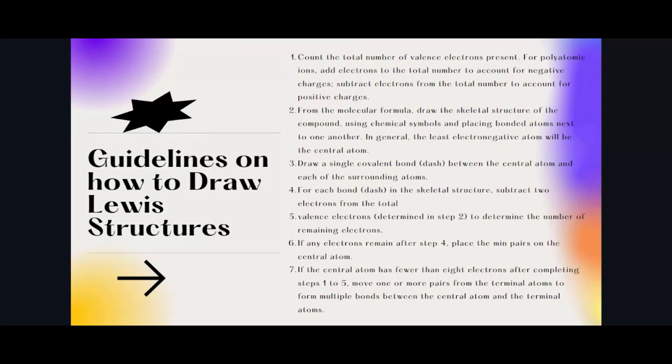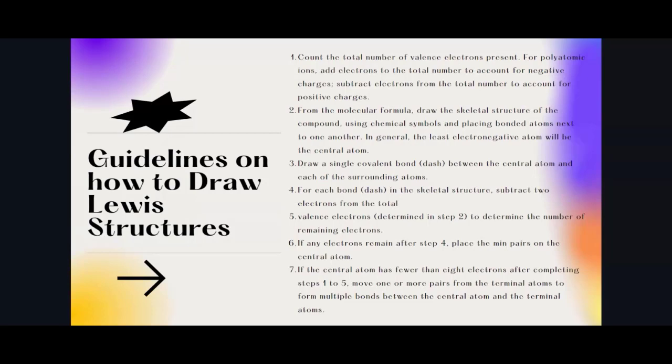Next, you draw a single covalent bond, a dash, between the central atom and each of the surrounding atoms. This denotes a bond where 2 electrons are shared. And that's transitioning to number 4. For each bond or dash in the skeletal structure, you subtract 2 electrons from the total, because each bond is made up of one electron and another electron.